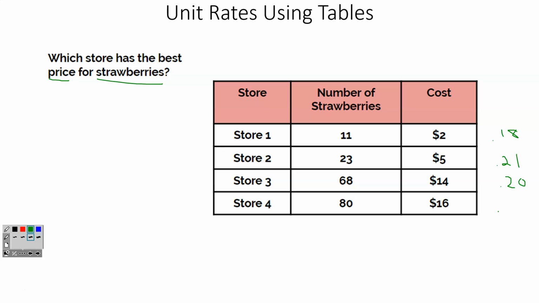And 16 divided by 80 is going to give me an answer of 0.20 as well. So which one has the best price for strawberries? Well, store 1 is going to give me the best price because it's only 18 cents per strawberry, where the others are 20 or 21 cents per strawberry. So there you go. There's kind of using a table to find a unit rate.